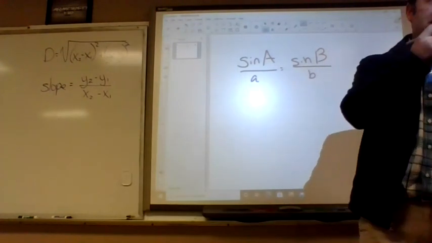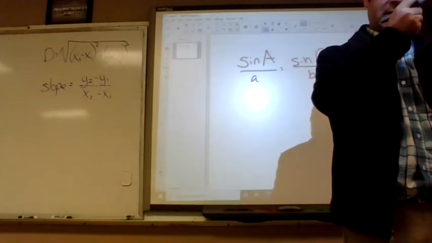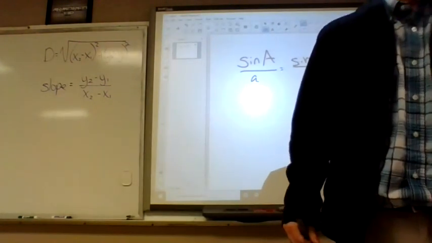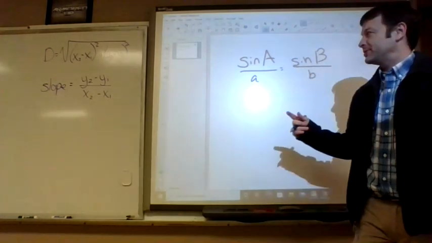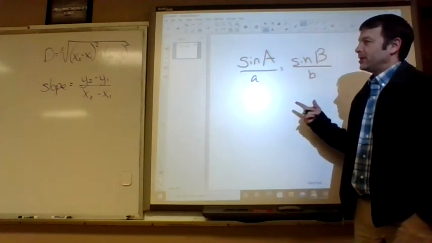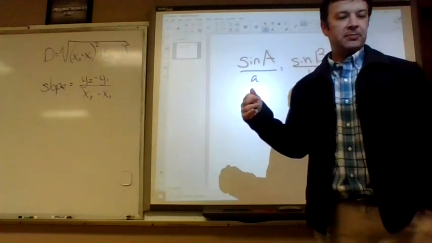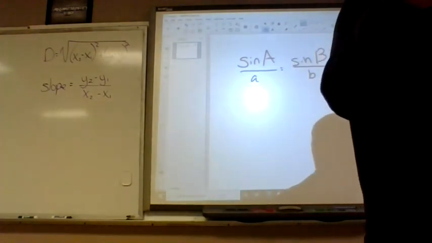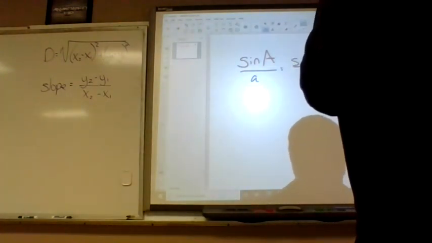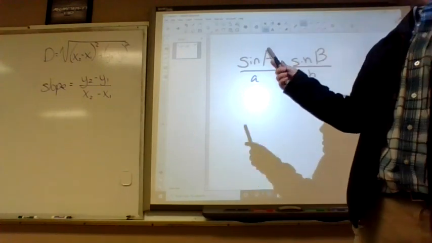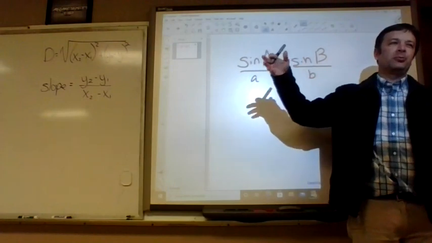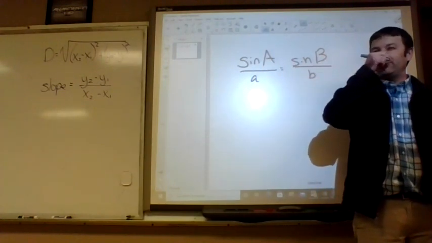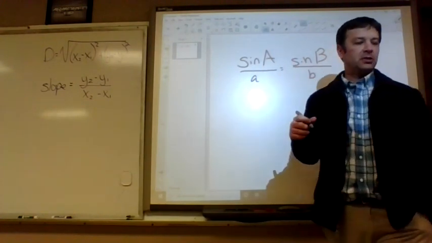Isn't it like the opposites or something? Yeah, side A is opposite angle A. Does it work for right triangles too? It does work on right triangles, but on right triangles we usually just use the basic trig, the normal trigonometry, like SOHCAHTOA. The law of sines can be used on any triangle. The normal trig stuff, the SOHCAHTOA, is only used on right triangles.